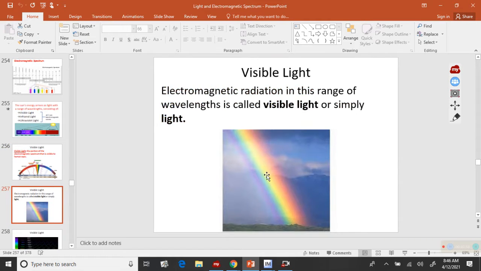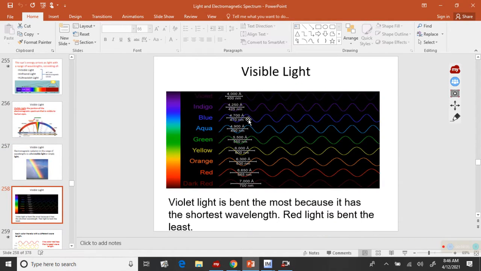Visible light, you'll see that in rainbows a lot of times, and you can see the colors are also in order on that spectrum. And you've probably heard of Roy G. Biv: red, orange, yellow, green, blue, indigo, violet.